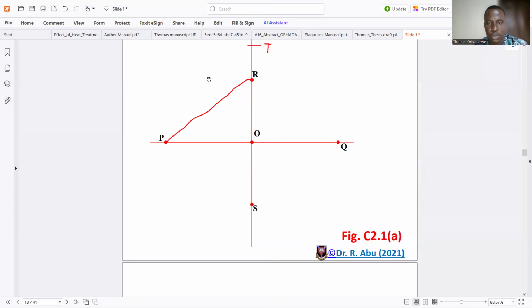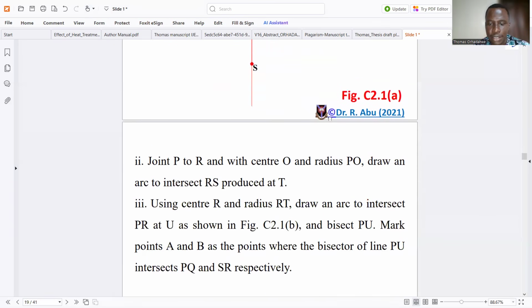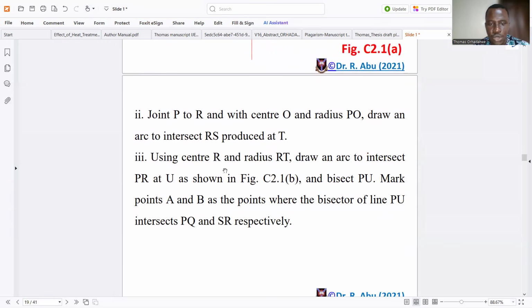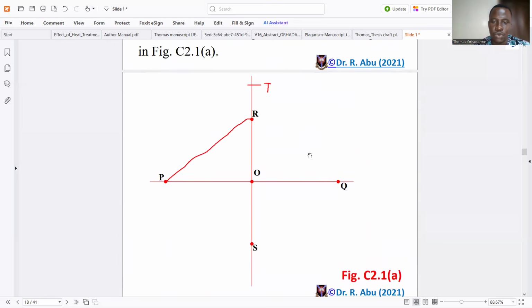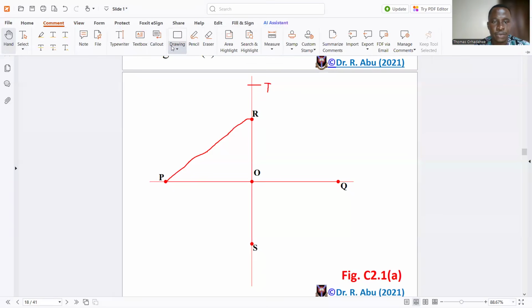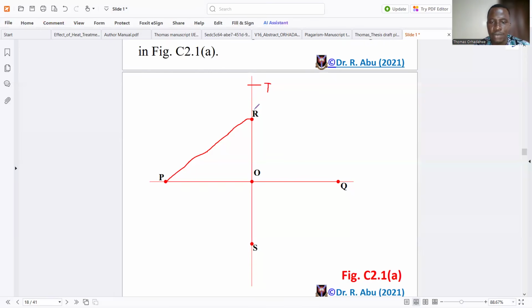So after that, using R as center and radius RT, draw an arc to intersect PR at U. So now you open your compass to radius RT with R at center, and draw an arc to intersect PR at U. So this is U.